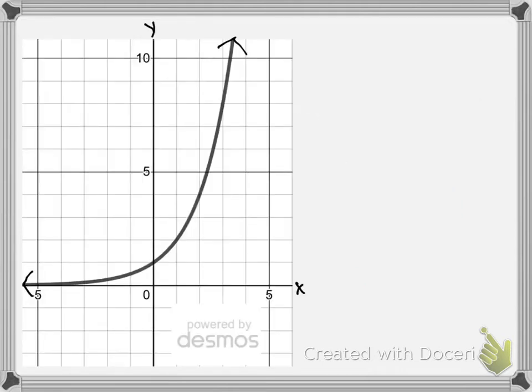So on this example, as the x values are getting bigger, so as we go out to the right, the graph is going up. That means this graph is showing exponential growth. So your b value has to be greater than 1.